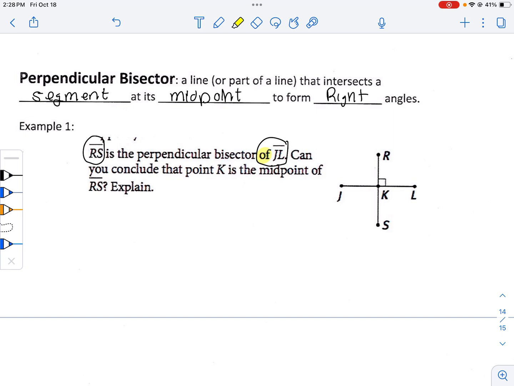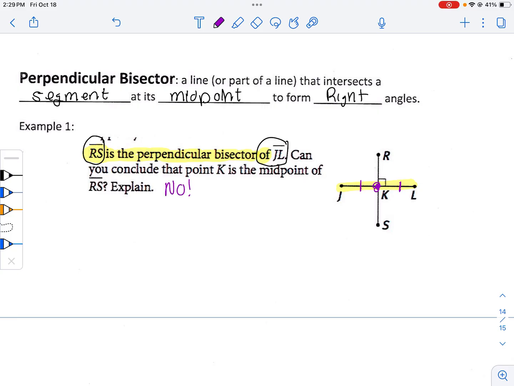Do we know that K is the midpoint of RS? Well, based on this sentence, RS is actually doing the bisecting. What's being bisected is segment JL. So JL is actually what was cut in half, which means that point K is the midpoint. Point K is the midpoint of JL, meaning that JK and KL are congruent.